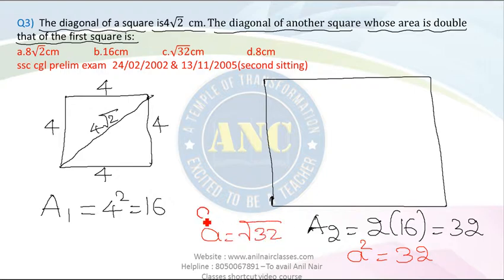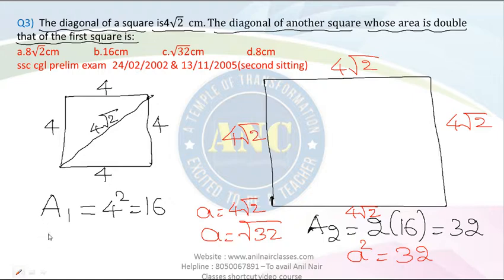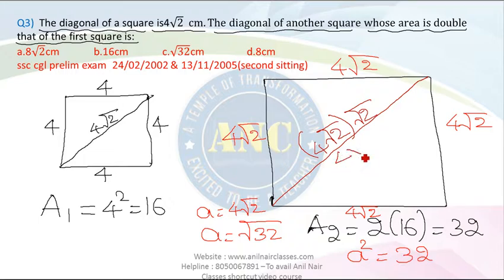Square root of 16 into 2, so it is 4 root 2. That means each side of this bigger square is nothing but 4 root 2. If the side is A, then the diagonal will be A root 2. If the side is 4 root 2, diagonal is 4 root 2 into root 2, which is nothing but 4 into 2. Answer for this question, the diagonal of the second square, is 8 centimeters.